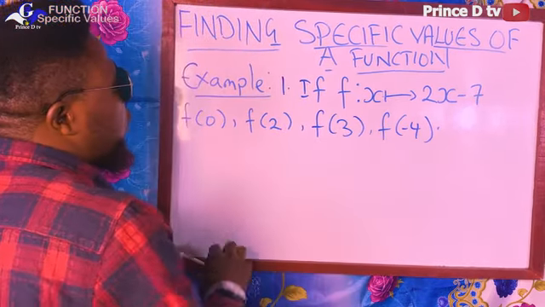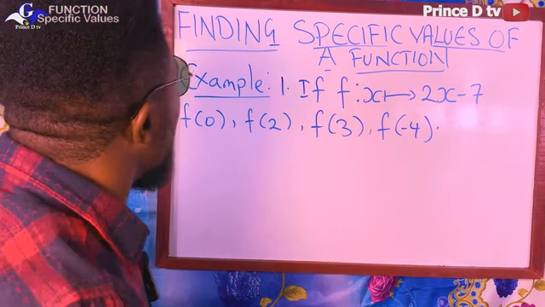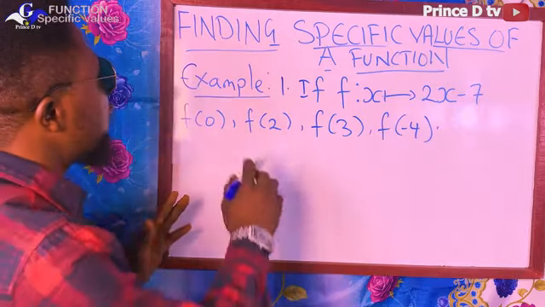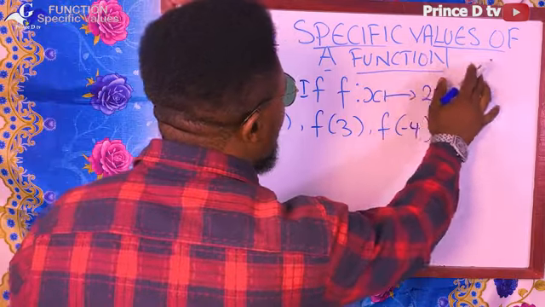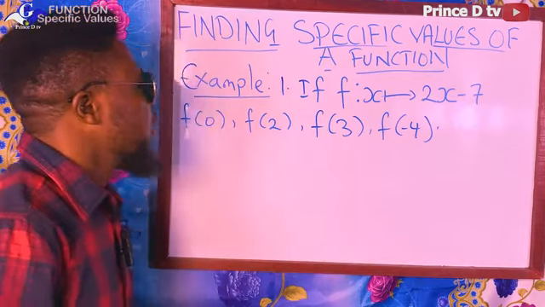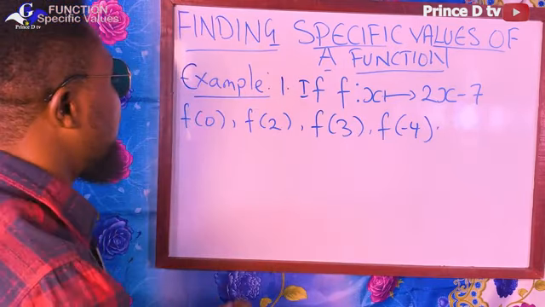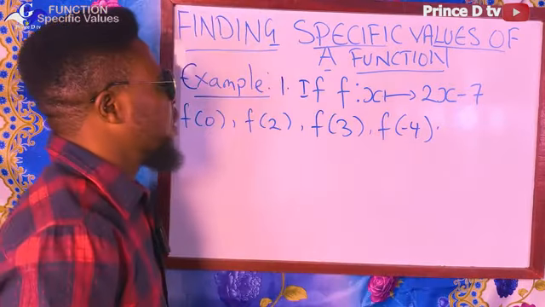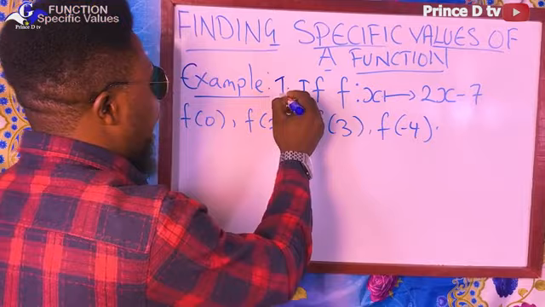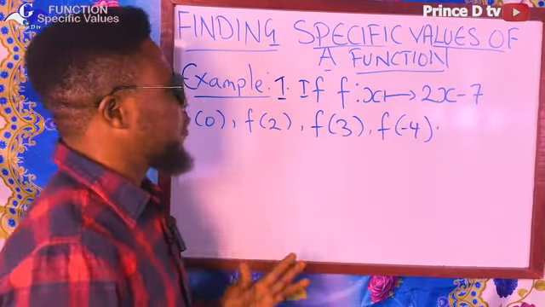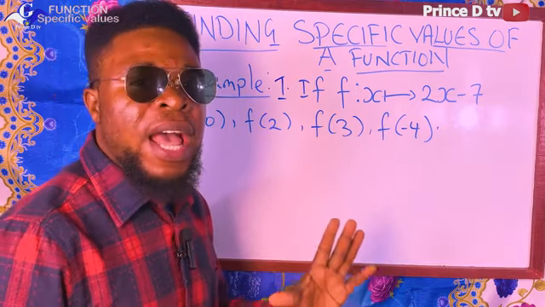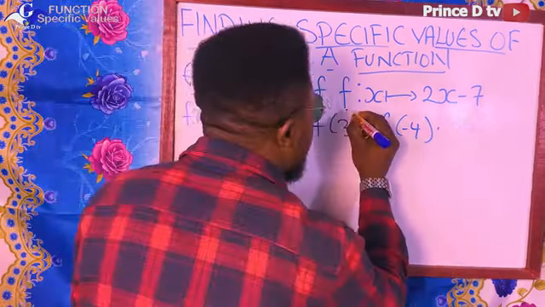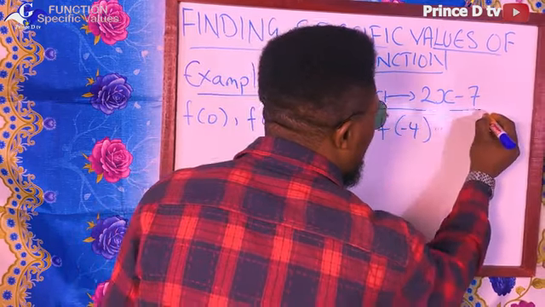So we have our first beautiful example with us. So finding specific values of a function. So example 1, we now have a function which has been given. Example 1, if. So functions, they have a particular way that we usually read them. So this is the function.